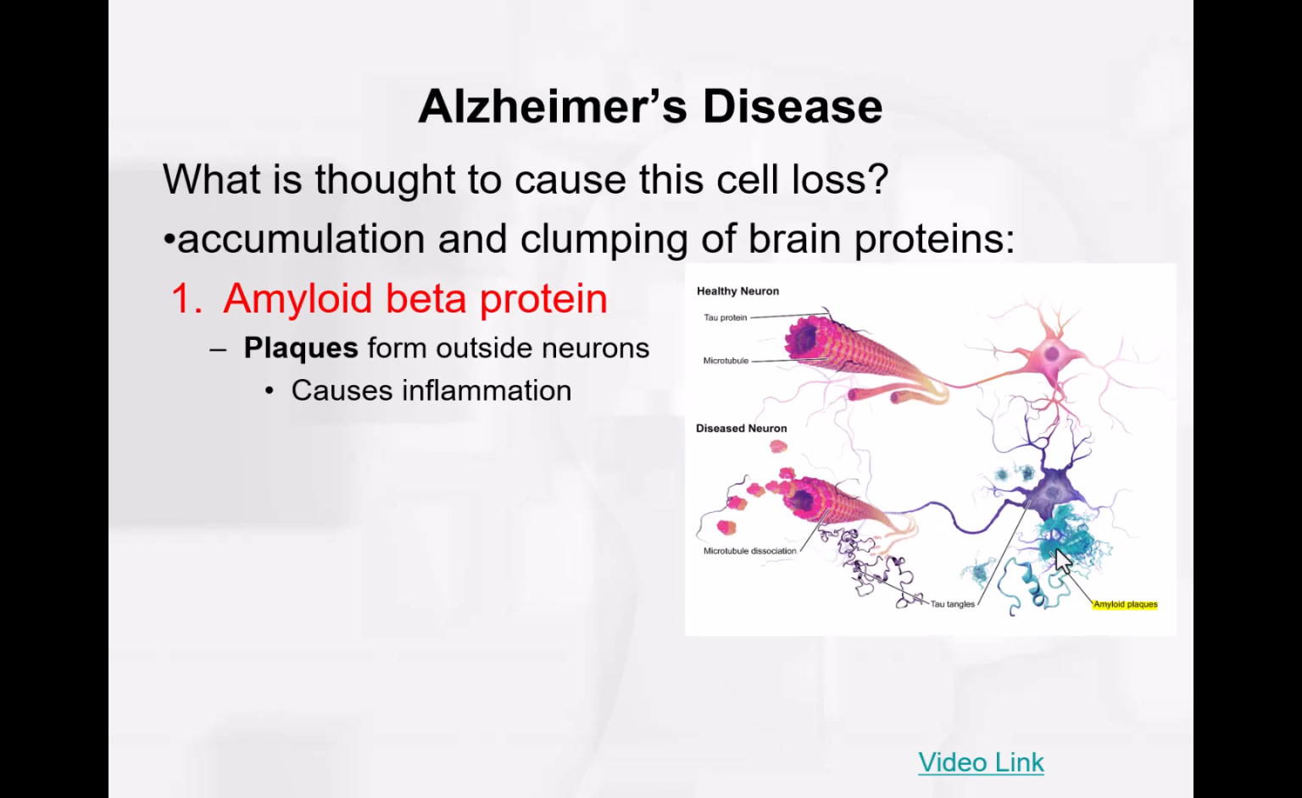If we can stop this inflammation, can we at least prevent the progression of the disease, or could we even reverse the damage? Tau protein is the other protein that accumulates and clumps in the brains of individuals with Alzheimer's disease. Now, this is going to occur inside the neuron.